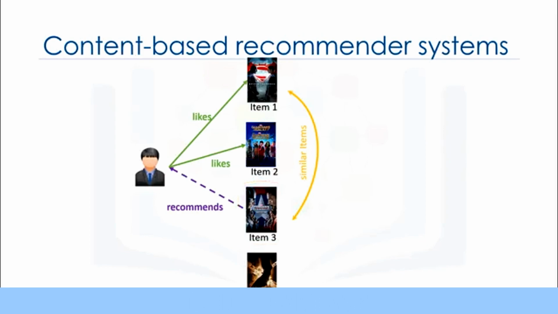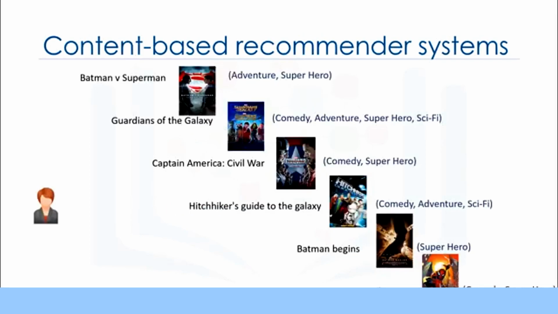Now, let's dive into a content-based recommender system to see how it works. Let's assume we have a dataset of only 6 movies. This dataset shows movies that our user has watched and also the genre of each of the movies. For example, Batman vs. Superman is in the adventure superhero genre, and Guardians of the Galaxy is in the comedy, adventure, superhero, and science fiction genres.